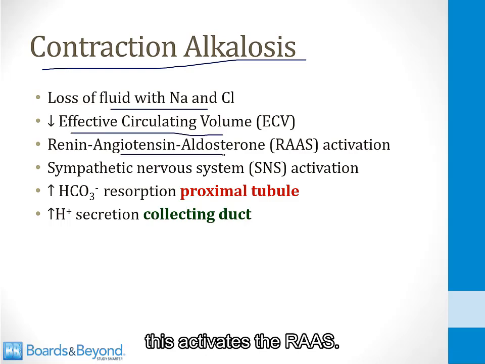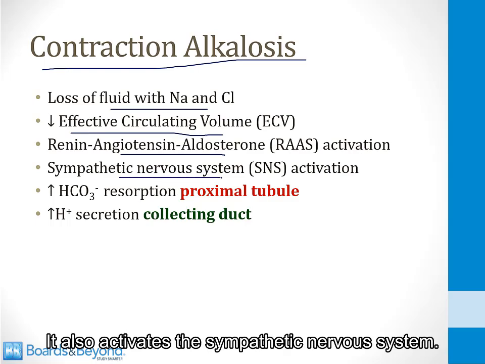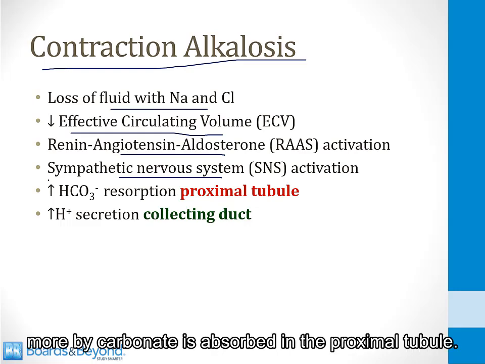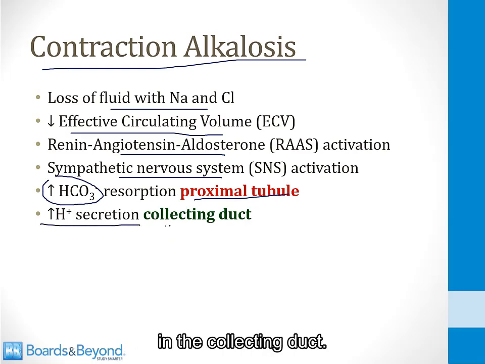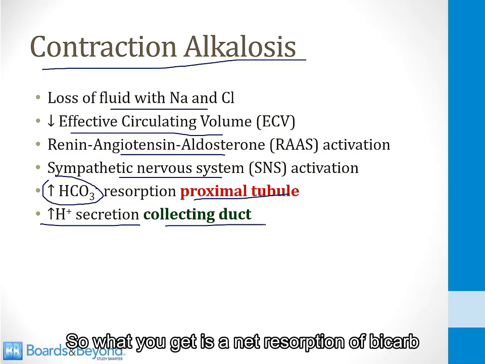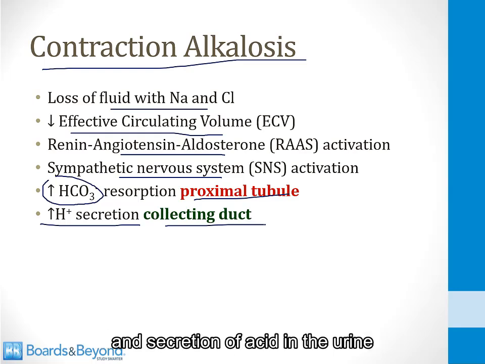This activates the RAS. It also activates the sympathetic nervous system. Well, when these systems are activated, more bicarbonate is absorbed in the proximal tubule. In addition, aldosterone promotes proton secretion in the collecting duct. So what you get is a net resorption of bicarb and secretion of acid in the urine, and that leads to an alkalosis anytime volume has contracted.